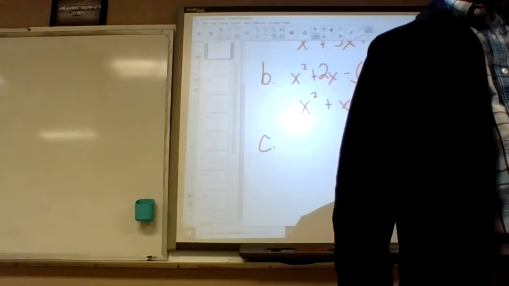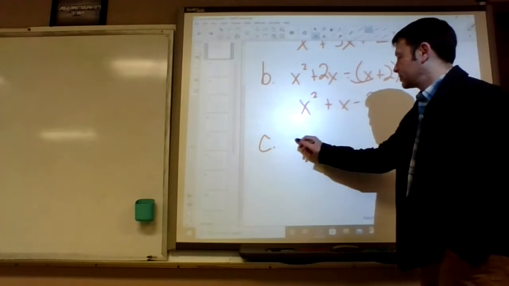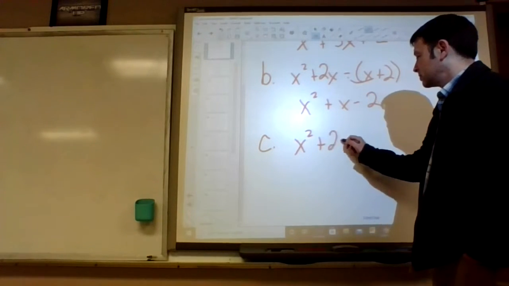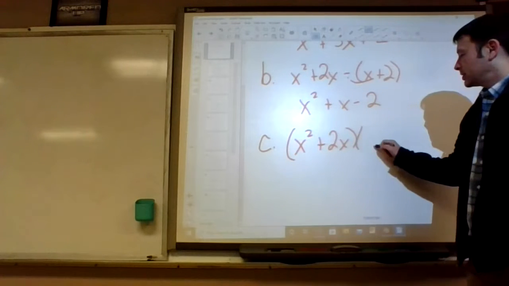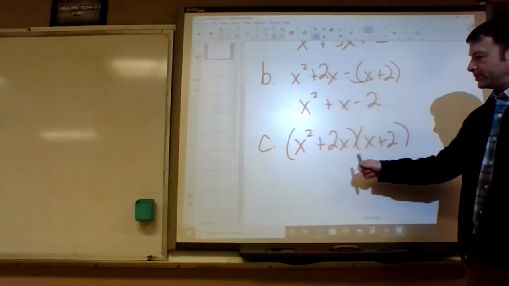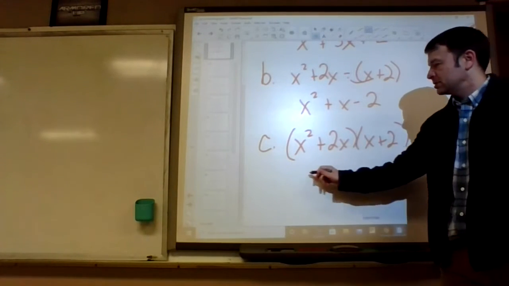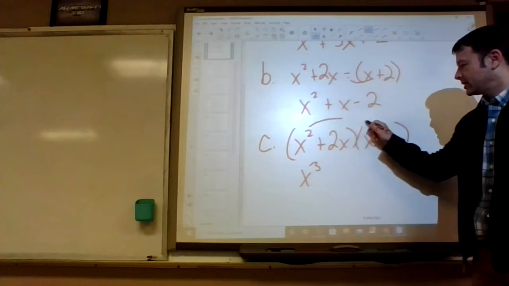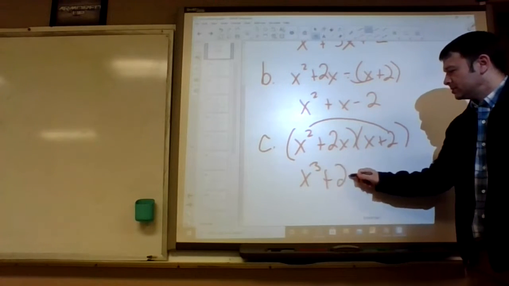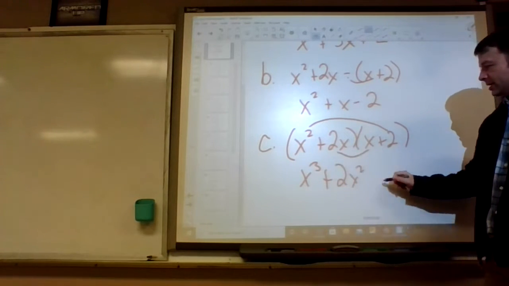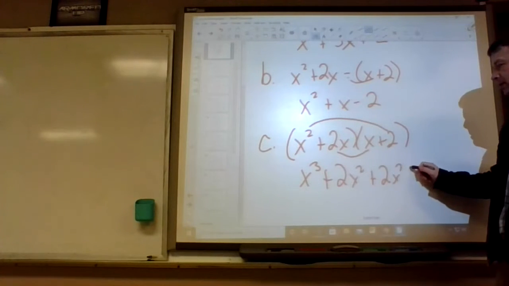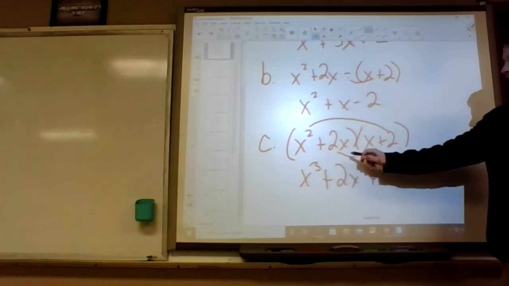And f of x times g of x: x squared plus 2x times x plus 2. This would be a FOIL problem first. x cubed outside, 2x squared inside, 2x squared, and last 4x.